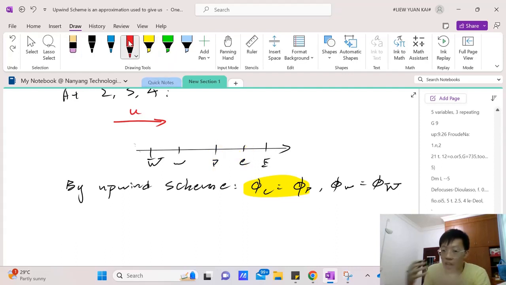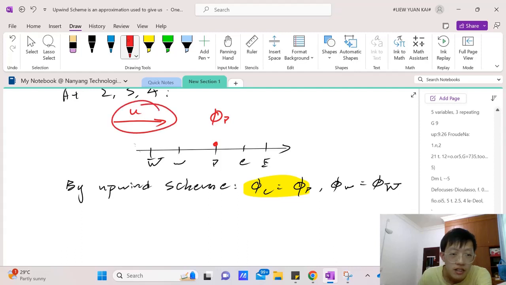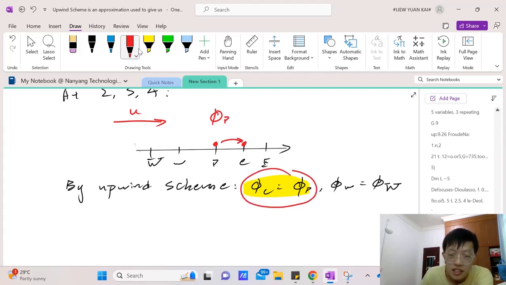How did I get this conclusion from the upwind scheme? What you can think of is that this fluid velocity actually pushes this value here, phi p. At x equals p, the value of phi is phi p. What this u does is it pushes this value of phi p over into the immediate right. Because the direction of u is towards the right, the value of phi p is being pushed to the right. So that's why we can approximate phi e equal to phi p.